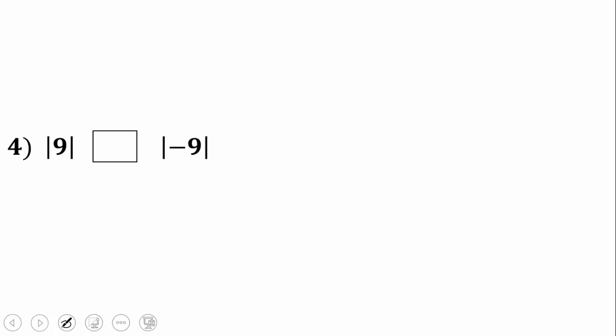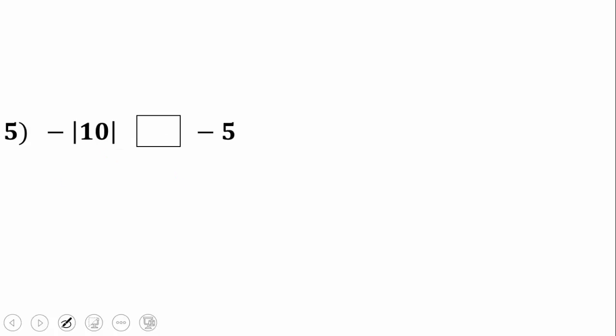So now we have the absolute value of 9. Well, that must be 9. We have the absolute value of -9. Well, that's also 9. So how does 9 compare to 9? Neither one's to the right, neither one's to the left. Those two are equal.